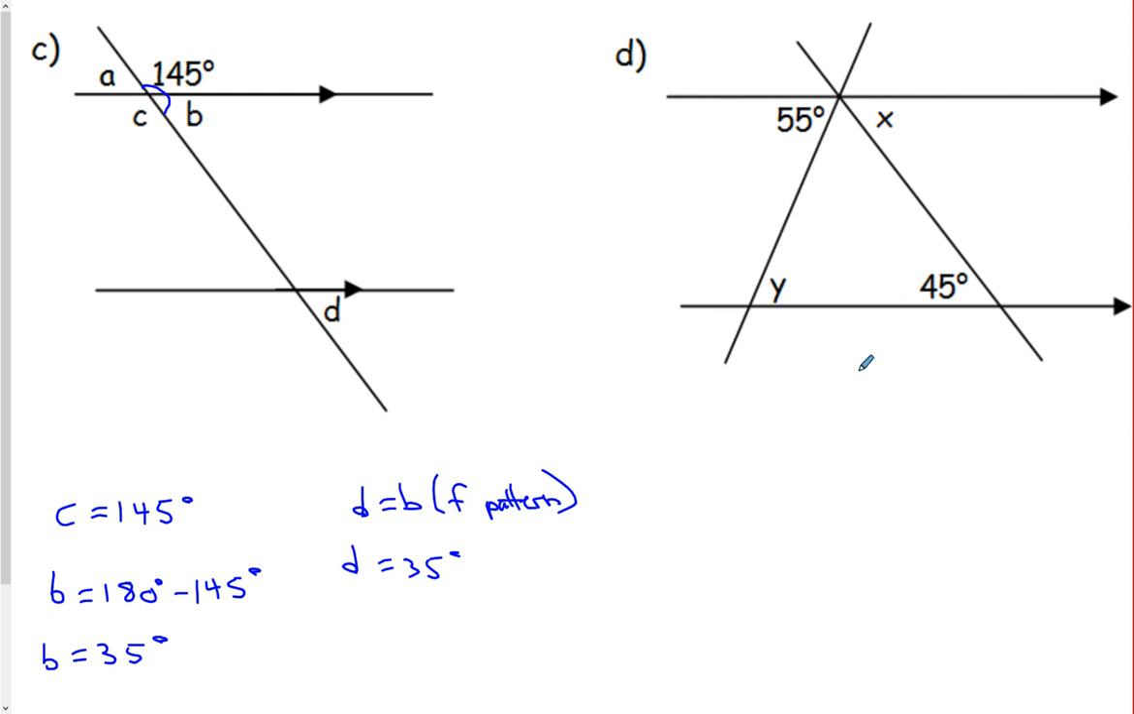Okay, on to D. For D, I'm going to use my Z pattern. I'm going to draw it kind of like that. So I'm going to know, based on my Z pattern, Y is equal to 55. And I'm going to know that X is equal to 45 using my Z pattern.